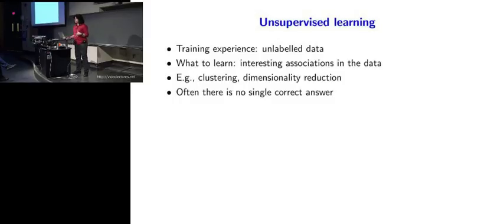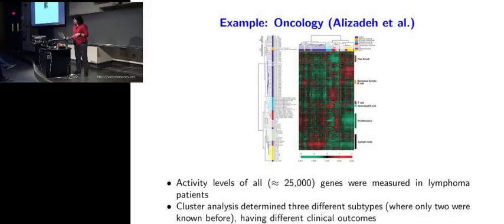Oftentimes, you think of this as clustering or dimensionality reduction or finding some other kinds of structure. This is one, again, fairly old example of an oncology data set. These are cancer patients for which gene activity was recorded. And so if you do something like cluster analysis, you can figure out that there are actually subtypes of patients that react differently to medication. And in this particular case, they actually found two subtypes that were known before and one that was not. Okay, so you can find things that you may not know about. There's no teacher to tell you about the structure in the data.